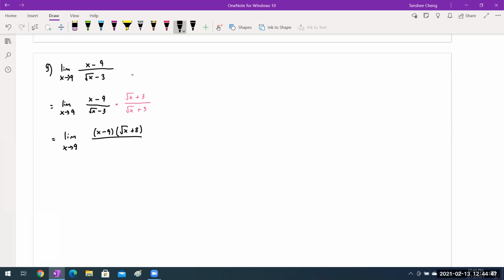So this is the difference of 2 squares. So square root of x squared will be x, and then minus 3 squared will be 9. As you can see, after we rationalize the denominator, there is a factor that can nicely and neatly reduce, and then this will give us limit as x approaches 9 of square root of x plus 3.